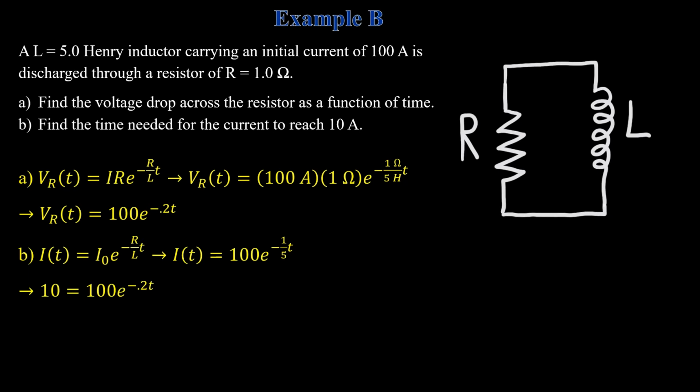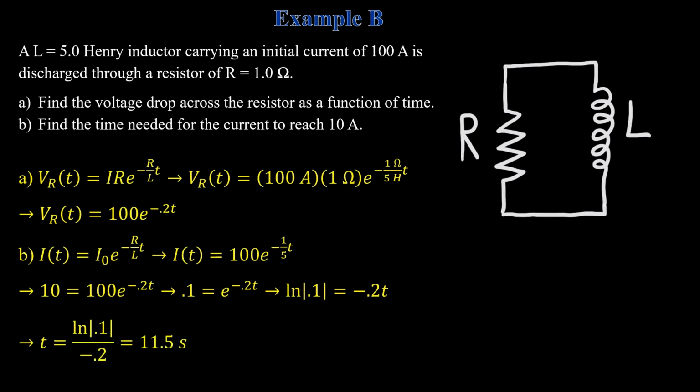So I of t is 10. Here's just some math. Divide both sides by 100. Then do ln of both sides, and then solve for t. So t is ln of 0.1 over 0.2, and you get 11.5 seconds as the final answer for part B.